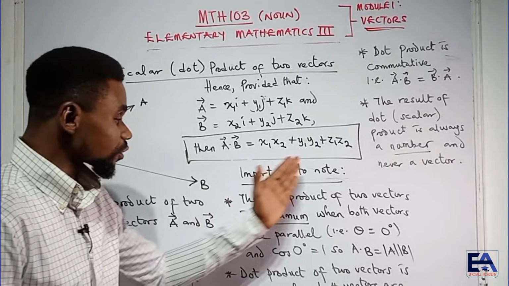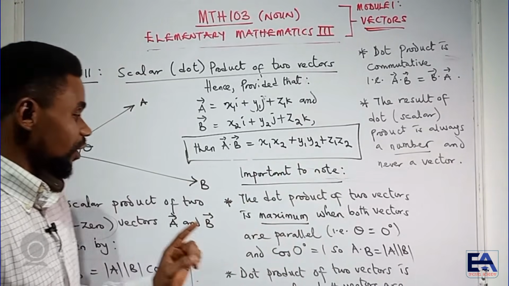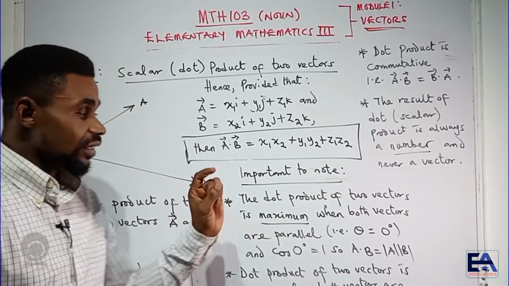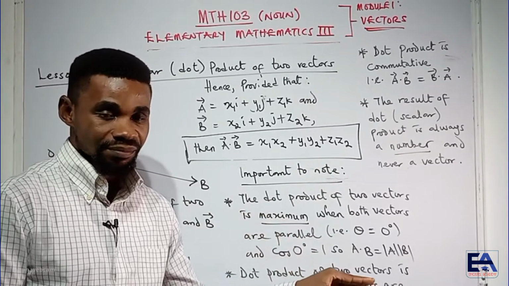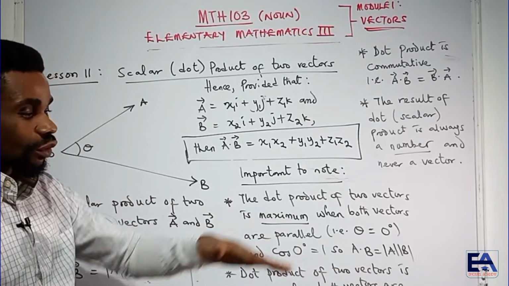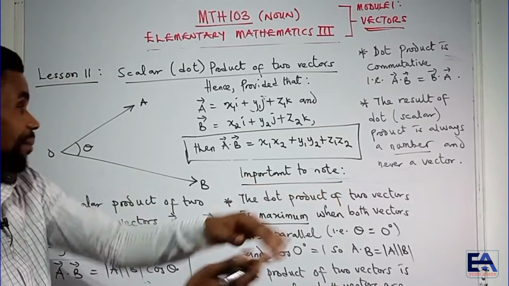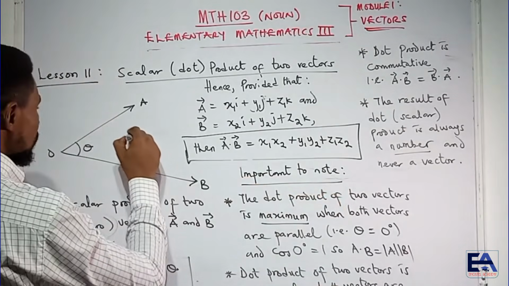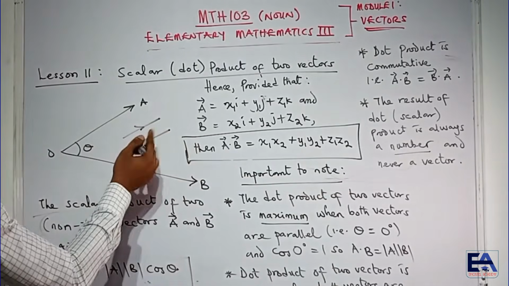It is important to note the following. Number one, the dot product of two vectors reaches its maximum value when both vectors are parallel. When we say two vectors are parallel, it means there is no angle formed between them. We are talking about vectors like this, okay? No angle formed between the two of them.